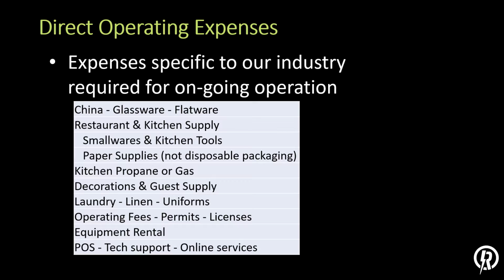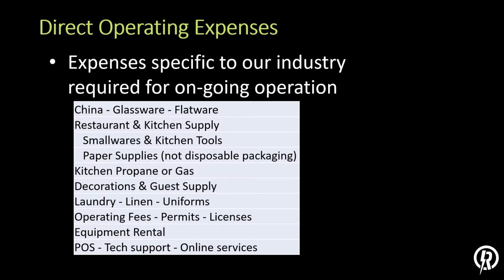In our restaurant, that might also mean what? You know it, come on. Might need wood for the wood fire. We might have some decorations and things like that in the restaurant. That's going to fall into direct operating. Linens, so chef linens, kitchen linens, things like that. Uniforms, that's going to fall into this one. Operating fees, so I don't know if you know this, but there's tons of operating fees and licenses that we need every year to renew in order to be able to stay in business. That's part of our responsibility to local, state, and federal government.